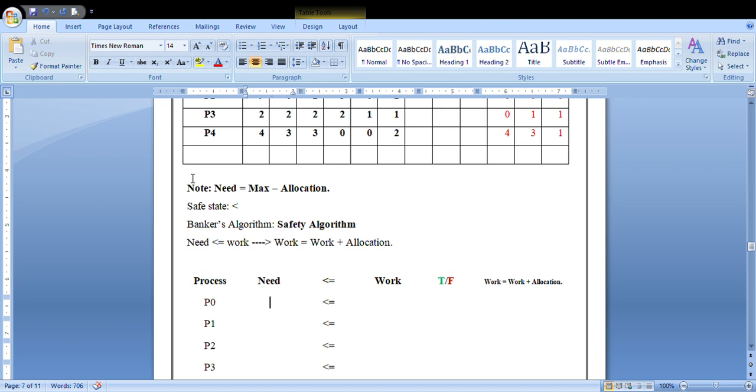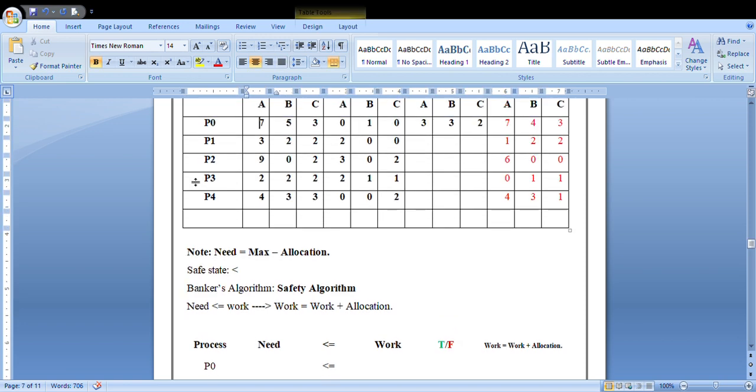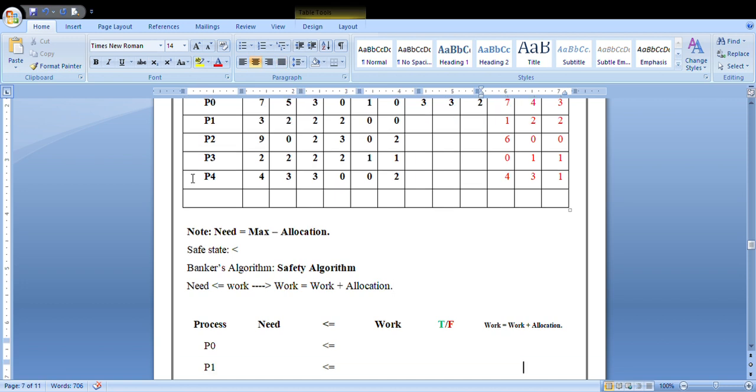So what is the need value for the P0 process? Go to the need table. What is the need value for your P0 process? 743. 743 is the need value. Now, what is the work value? Work is nothing but the available value. What is the available value they have given? This is the available value, 332.